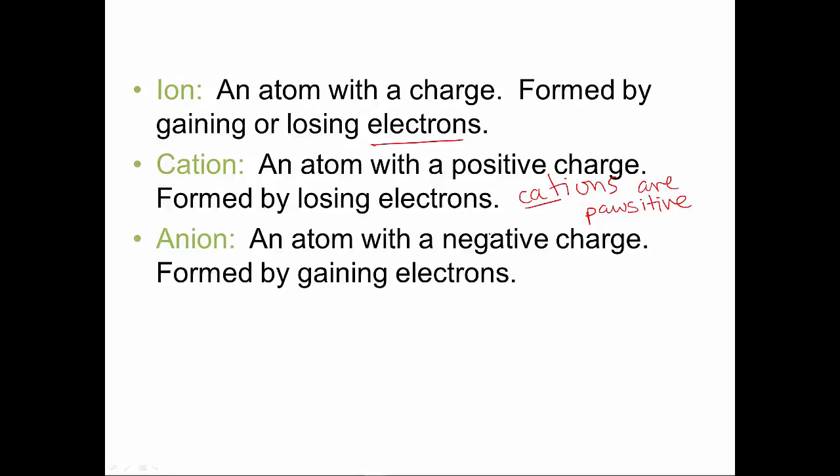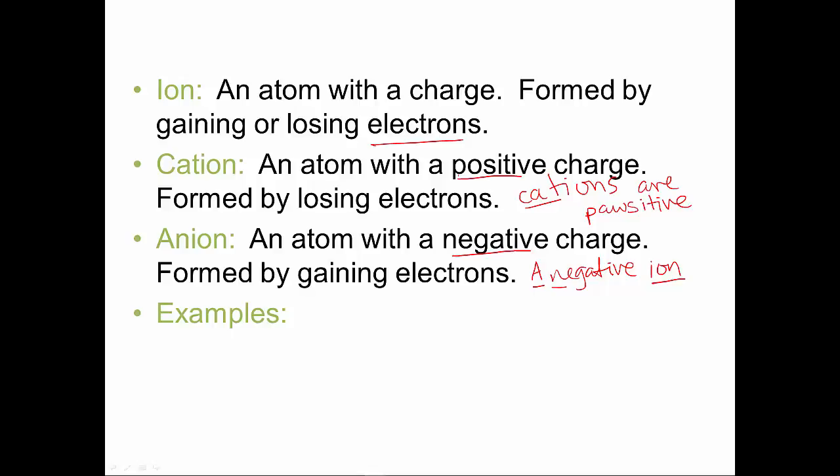And then an anion is an atom with a negative charge formed by gaining electrons. Remember, electrons are negative, so if we add something negative, we become more negative. If we lose a negative, well, it's a double negative, so it's positive up here. I remember anions as a negative ion. That spells anion.